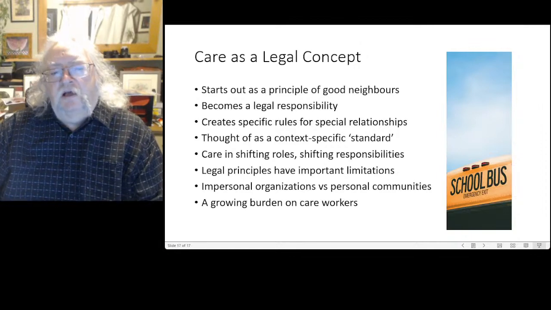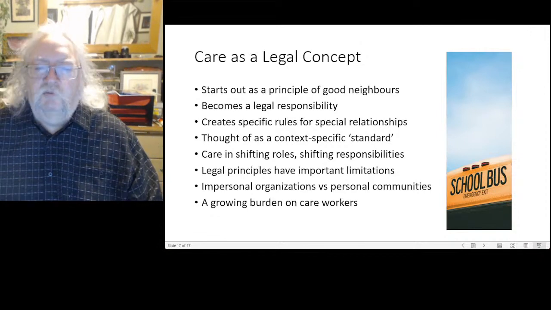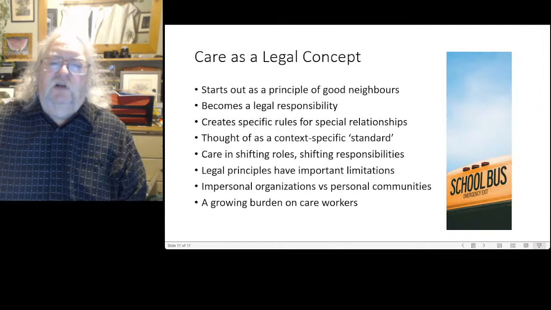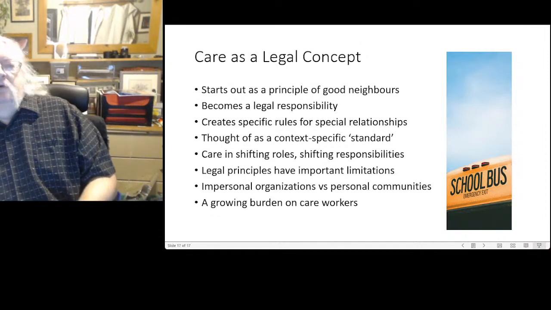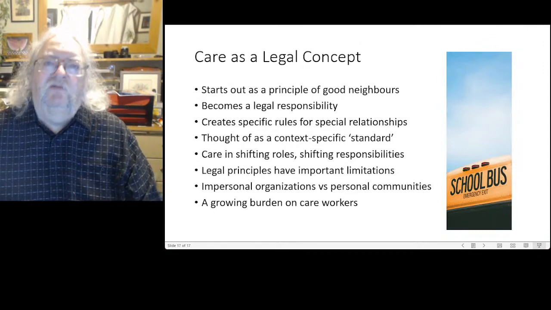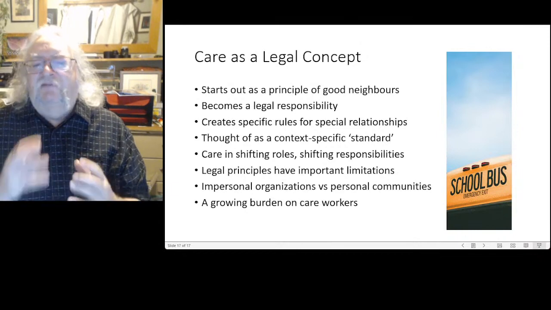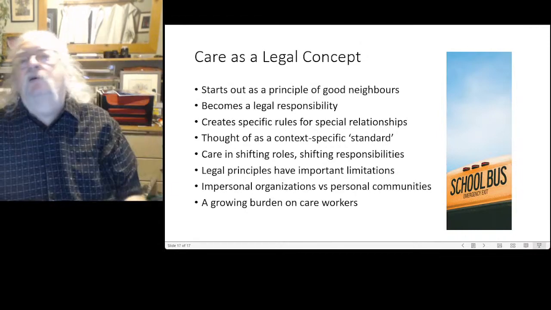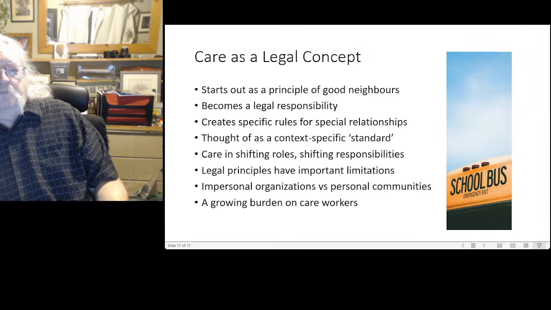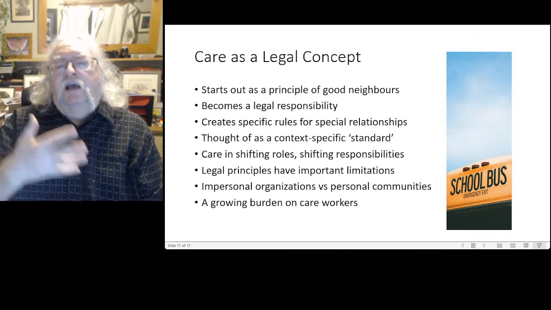But over time, for care especially, but I would argue for other standards and specifications as well, we see it shifting as we see people in shifting roles and shifting responsibilities. And especially when we see people inhabit multiple roles and multiple sets of responsibilities. And we find that these legal principles expressed as standards or rules or principles have important limitations. They describe what we're doing functionally, but they're not describing what we're doing as people. And so we get this distinction between impersonal organizations and personal communities.